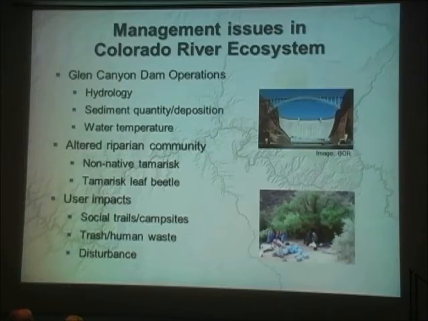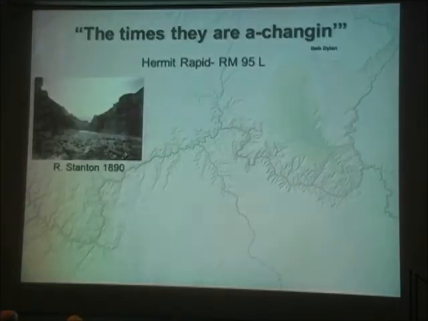So this slide shows a picture that was taken in 1890 by Robert Stanton. He was on a mission to survey the canyon with the intention of potentially putting a railroad through the canyon. Thankfully, that never occurred. But you can see this is Granite Rapid. It's at River Mile 95 on the left, and it's basically devoid of vegetation. And that was, again, due to the large, relatively frequent floods that occurred before the dam was put in place.